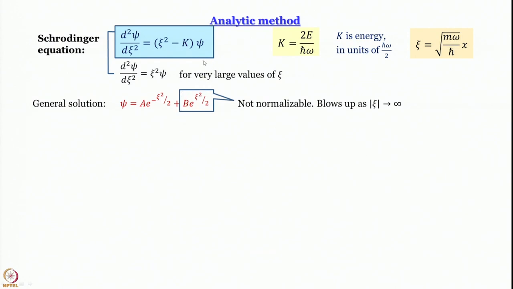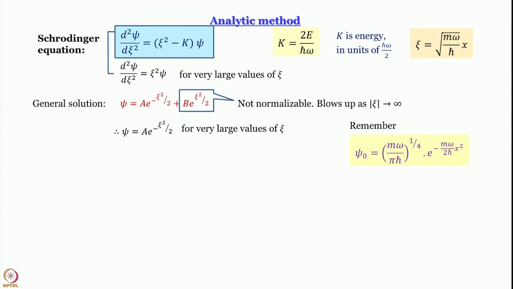As xi increases, either in the positive direction or in the negative direction, this e to the power xi square by 2 is going to increase, which means that it is not a normalizable function. That means this part of the wave function should not be there, because we are looking for acceptable wave functions only, and a wave function that is not normalizable is not really acceptable. So we can simply write psi equal to a e to the power minus xi square by 2 for very large values of xi.